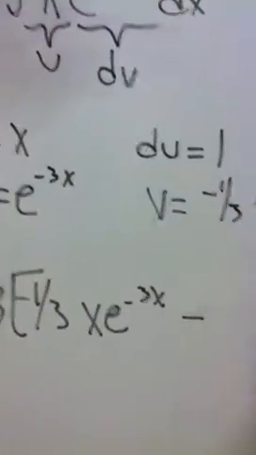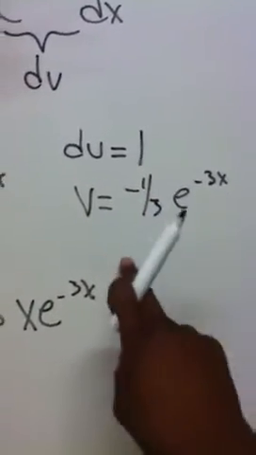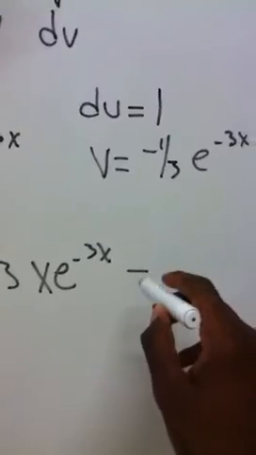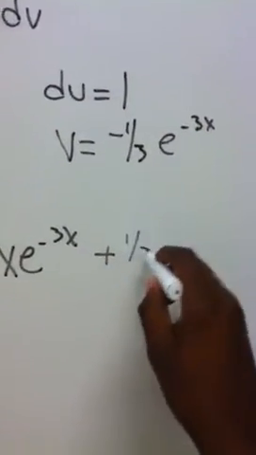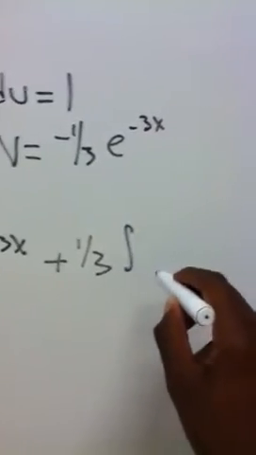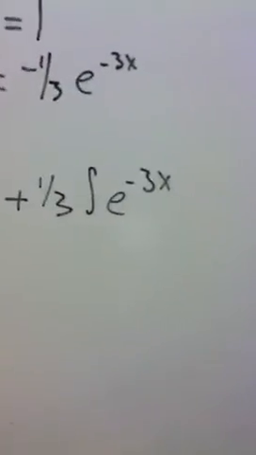So basically this is going to be this. This is a constant, so you can go ahead and put that on the outside of the integral. You can change the minus to a plus, since negative times negative equals positive. Put the 1/3 on the outside, and say the integral of e to the negative 3x.